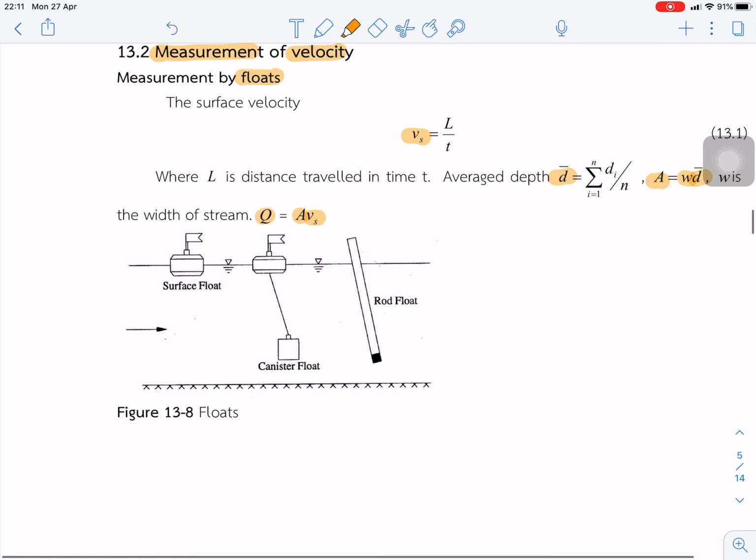We can measure this using a float, a rod float or canister float, or a surface float, because we know that the velocity is not the same in the same river. For different depths of the river, the velocity is not the same.